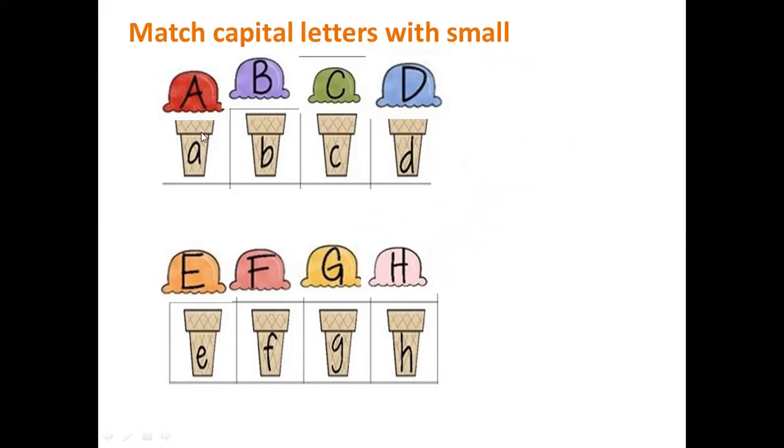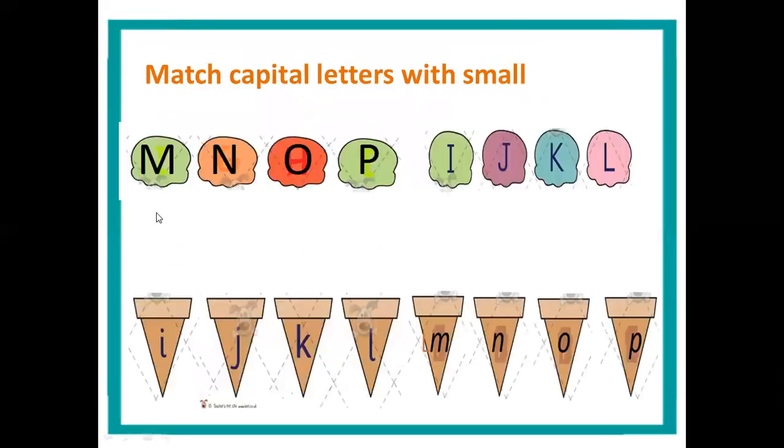Look here, A and capital letter A, B, capital letter B, small letter and capital letter C, D and capital letter D, E and capital letter E, small f and capital letter F, G small and capital letter G, and the last one is H and the capital letter H. Well done. Now we are going to match the letter from I to P, okay?